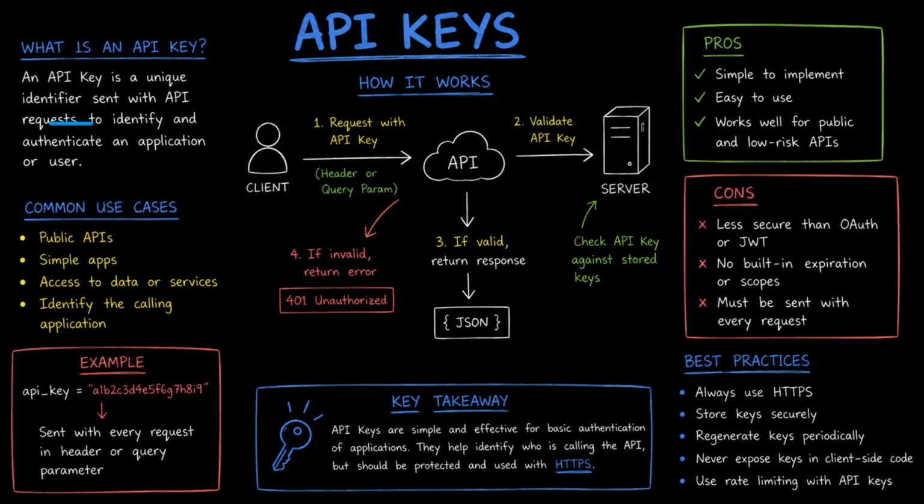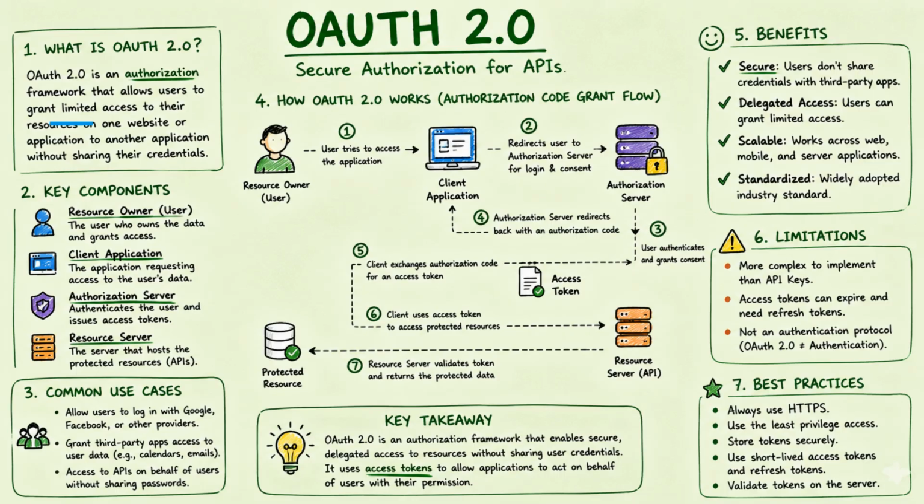While API keys identify applications, they do not verify user identity like OAuth 2.0 or JWT. This slide introduces OAuth 2.0, the industry-standard authorization framework used to grant secure access to APIs without sharing user passwords. The hand-drawn diagram illustrates the complete authorization code flow.